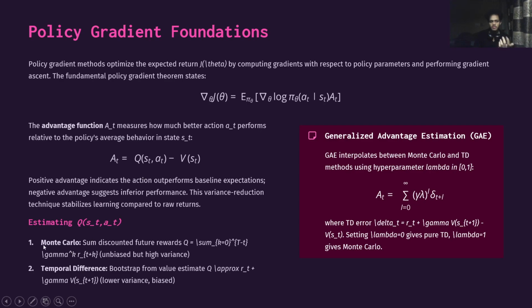For estimating the return and reward that we get, we could use Monte Carlo simulation. Just going out to the simulation and seeing what we are getting, and we have this expected value already using these computational methods. Or we could go with a temporal difference method, where we bootstrap the value to estimate Q, using the value of s_(t+1) and so on. That is a way to make it easier. And generalized advantage estimation interpolates between Monte Carlo and TD methods using a hyperparameter lambda between 0 and 1. So this is the actual advantage that we get.